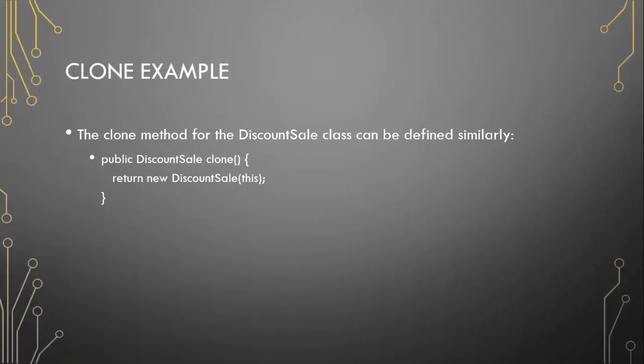Now, the clone method for the DiscountSale class can be defined similarly. Public DiscountSale clone, return new DiscountSale(this). If we had other classes, such as a SuperDiscount, it would be the exact same format. Return new SuperDiscount(this).